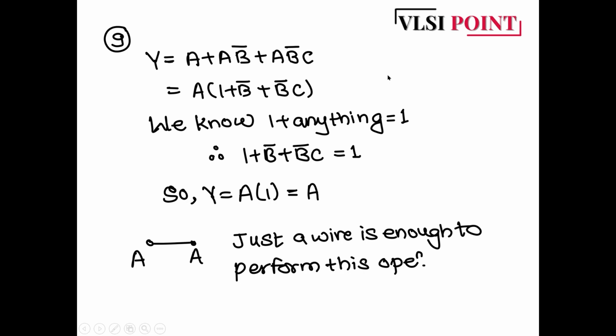So here in the bracket you can see it is 1 plus B bar plus B bar C. There is no need to solve again, I mean taking B bar common and 1 plus C. Simply 1 plus anything is 1. So here Y is nothing but A into this complete term 1. So we have reduced the equation to just Y equals A.